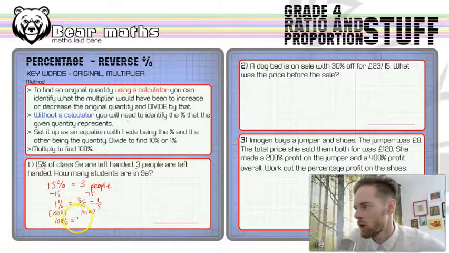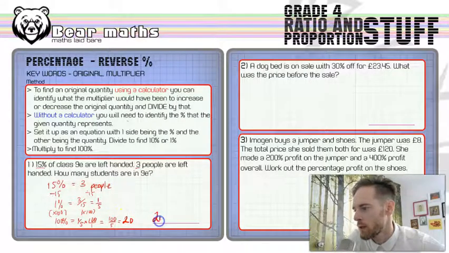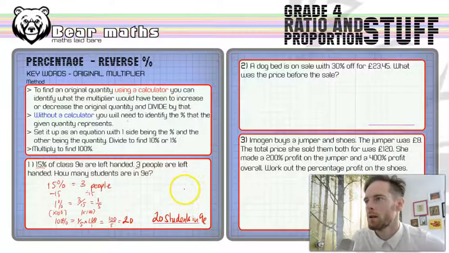We're looking for that original quantity, the amount of people that are in the class. 100% of the people is going to be 100 multiplied by 1/5. So 1/5 multiplied by 100. 1 times 100 is 100, and 100 over 5 is what that would be. If we multiply our fractions, that's how I like to show you how to do it. 1 times 100, 5 times 1, 100 over 5. And 100 divided by 5 is 20. So therefore there are 20 students in 9E. There you go. That's how you do it without a calculator.